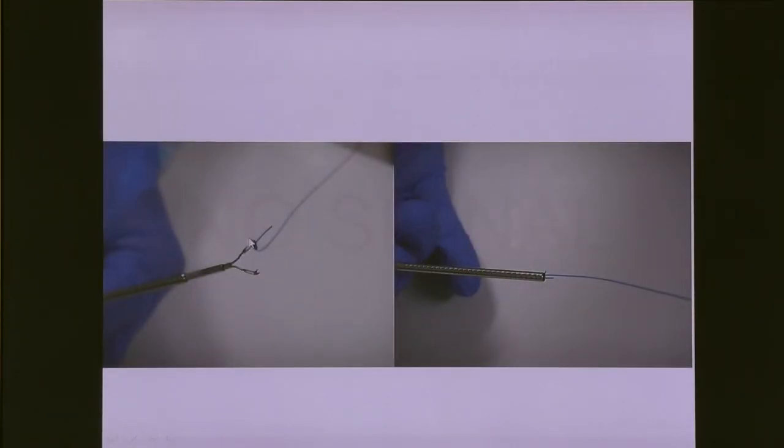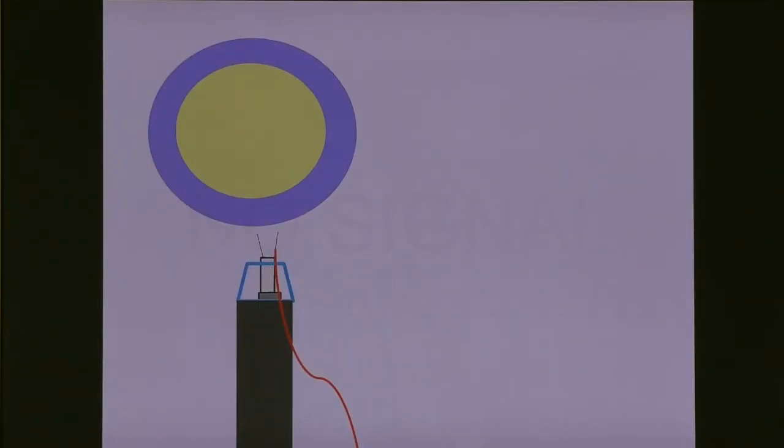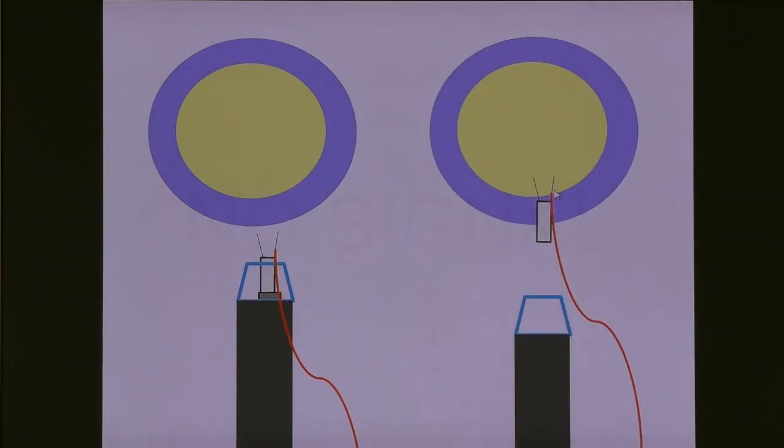And put the clip into the sheath. Insert the sheath into the working channel, and pull the thread out from the anus. And when the clip is out from the working channel, you shift the clip to the end of the region and fix it to the lesion.